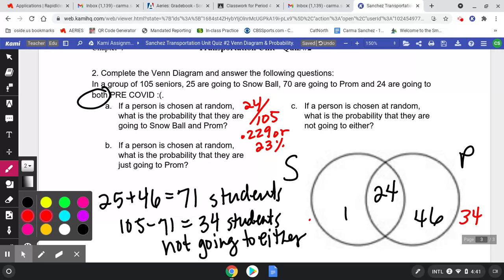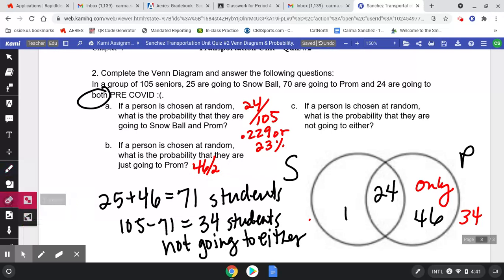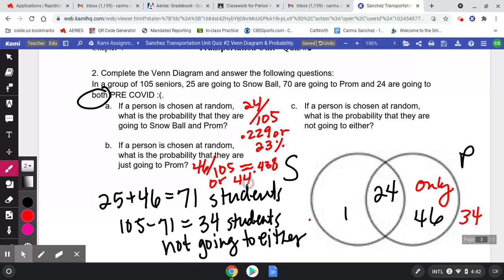Second, if a person is chosen at random, what is the probability they're just going to prom? So again, here's our prom only. So it's 46 out of 105. That's your fraction. Let's go ahead and divide that and see what we get. I'm getting approximately, because we're rounding here, 0.438 as the decimal, or 44%. Again, however you rounded that, I'll take it.